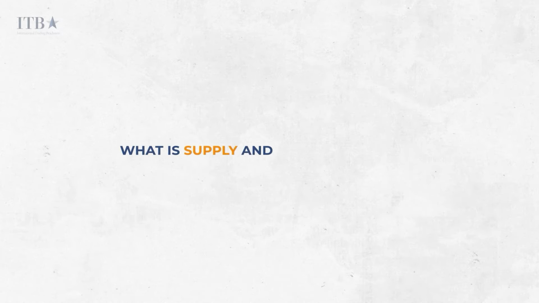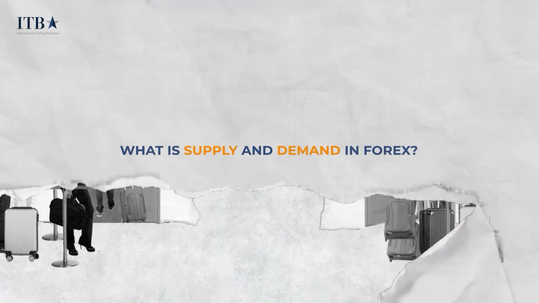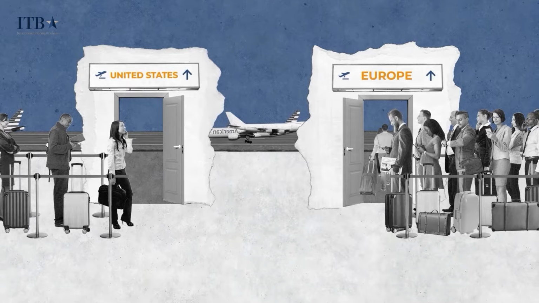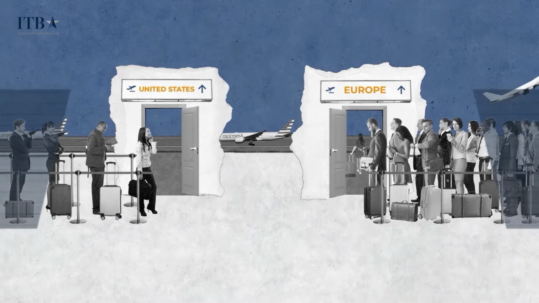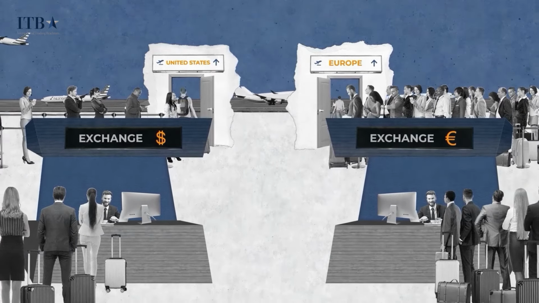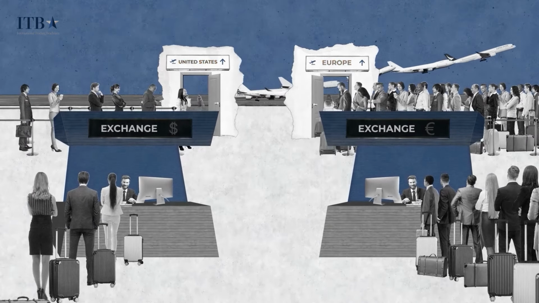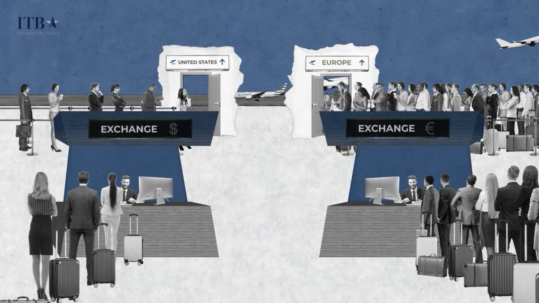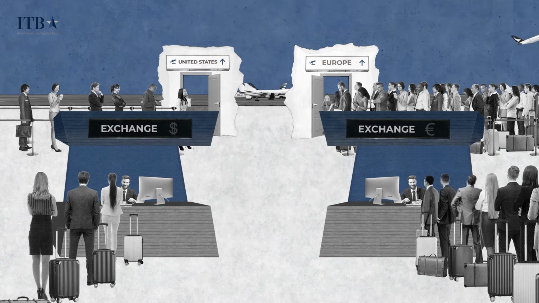What is supply and demand in Forex? Imagine many people are traveling from the United States to Europe and they need to exchange dollars for euros. They go to the currency exchange, noticing that the exchange rate has changed since the last time they checked. This is because the supply and demand for each currency has shifted.